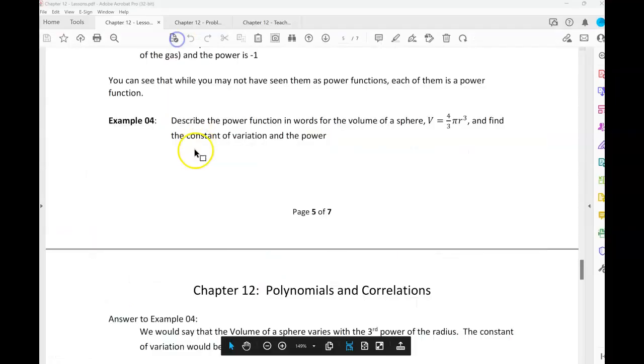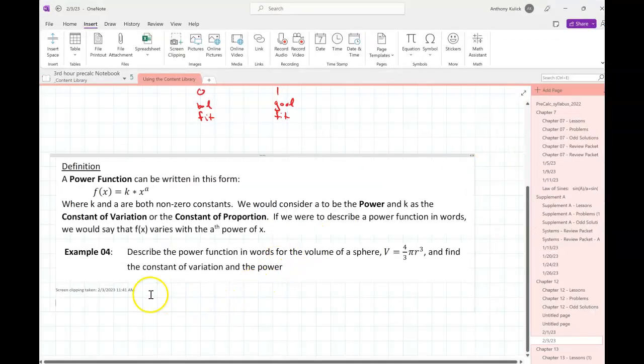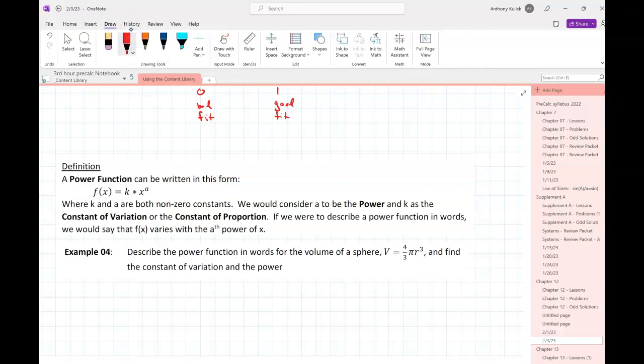Okay, so this is a vocab question. Let's do a quick little vocab example. It says, here's the volume formula for a sphere. You may recognize that from geometry, you may not. Volume is 4/3 pi r cubed. It's asking us to find the constant of variation and then the power.